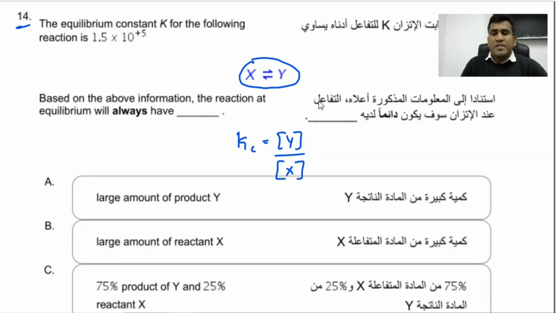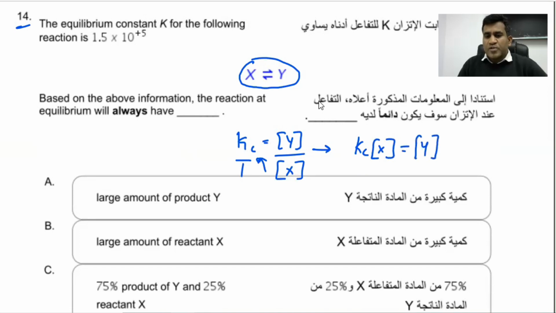They are asking us the relation between the product and the reactant. This equation I can modify mathematically: if you take the denominator to the other side, it's simply cross multiplication. So Kc times the concentration of the reactant is equal to the concentration of the product. The value of K is large, 1.5 times 10 to the power plus 5, a very big value. Multiplied with the concentration of the reactant, the concentration of product will be greater than that of the reactant.